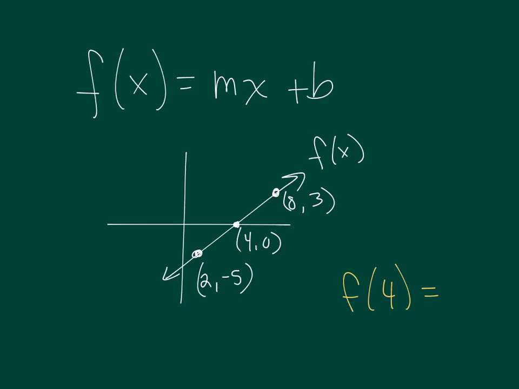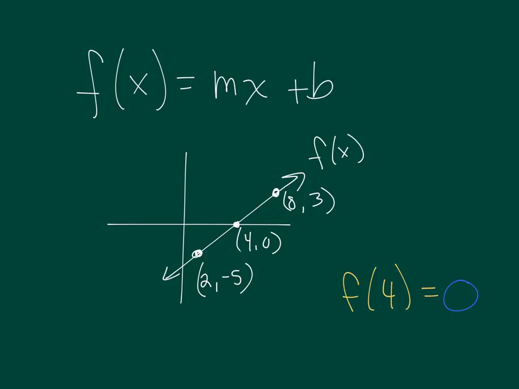Finding the y coordinate that's next to 4. Yeah, when x is 4, this is literally saying, if you need to write this down, write it down: when x is 4, find the function's value, which is the y coordinate. The y coordinate happens to be 0. So f of 4 happens to be 0. f of 8, everybody, f of 8? f of 2?